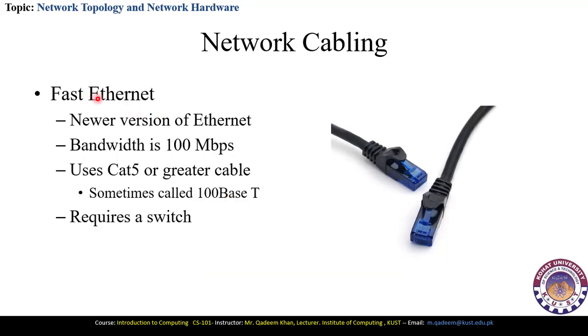Another is the fast Ethernet cable. It is quite a bit faster than the other cables. It is the new version of the Ethernet cables, and its bandwidth is 100 megabits per second. It uses category 5 or greater cable. Sometimes it is also called 100BaseT cable. It requires a switch at the end of this cable, so the endpoint requires a switch to be connected with the switch here.